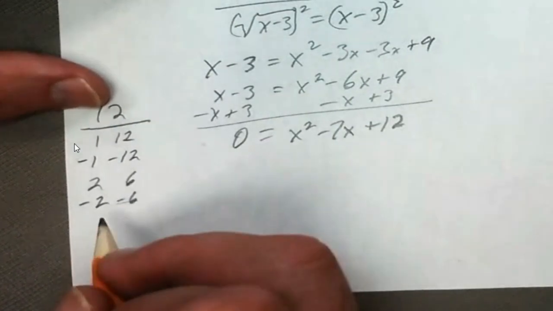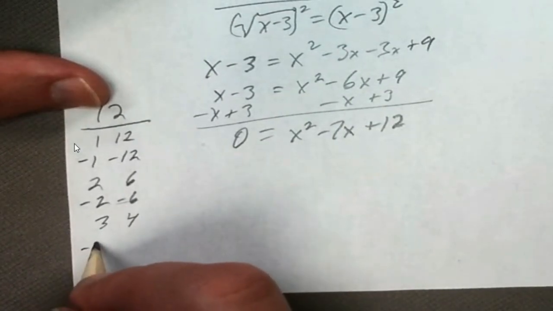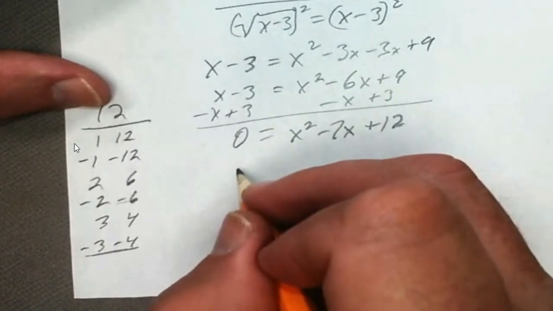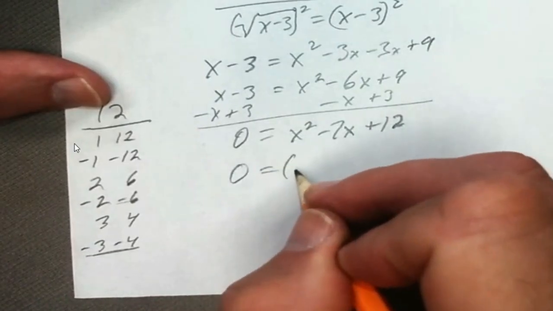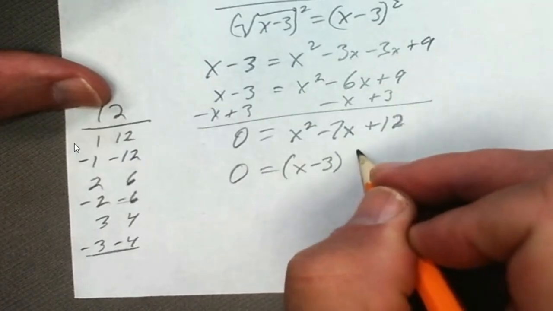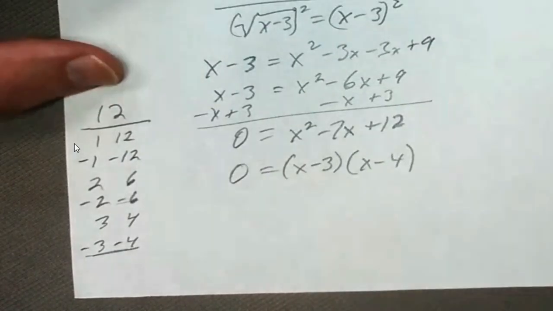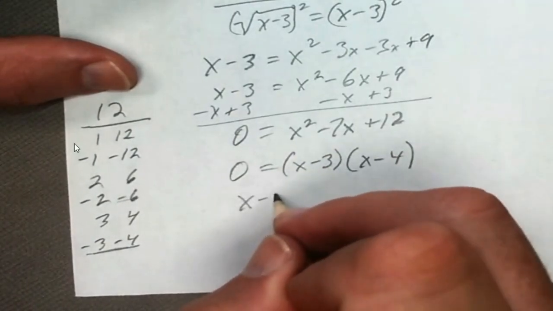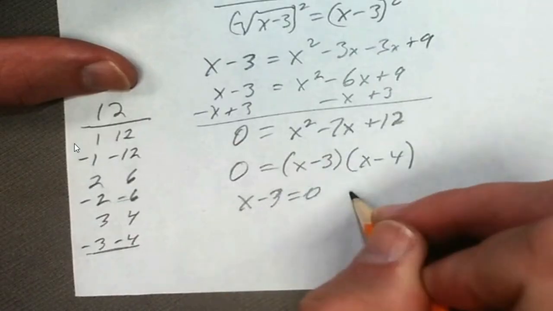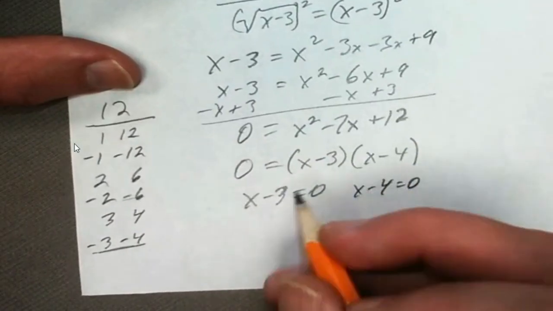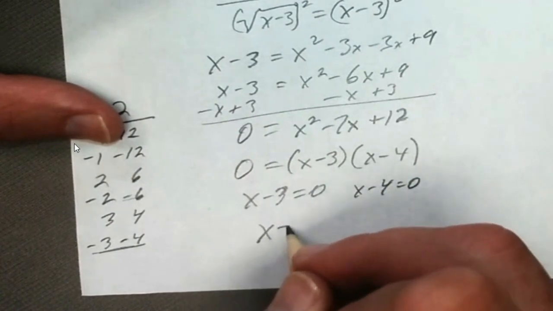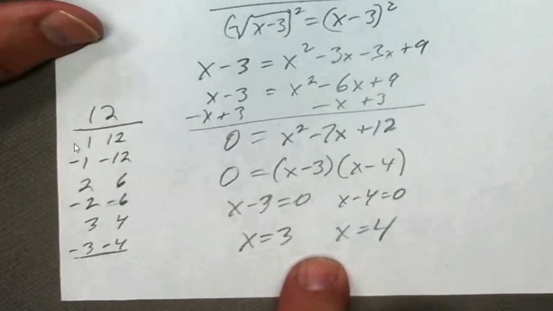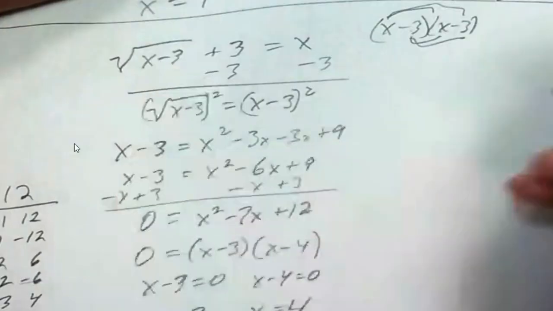That adds up to -8. We could do 3 times 4 or -3 times -4. Oh, these would add together to be that. So the factors would be x minus 3 and x minus 4. So since either one of those could be 0, x minus 3 equals 0, or x minus 4 equals 0. Add 3, add 4, so x equals 3 and x equals 4. That's our two solutions. Now we need to check those in the original equation.